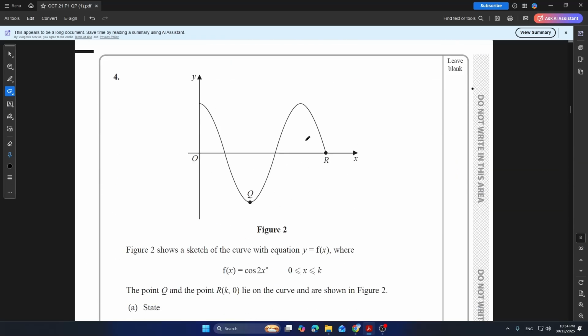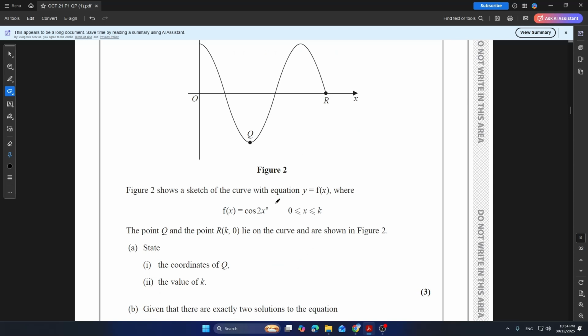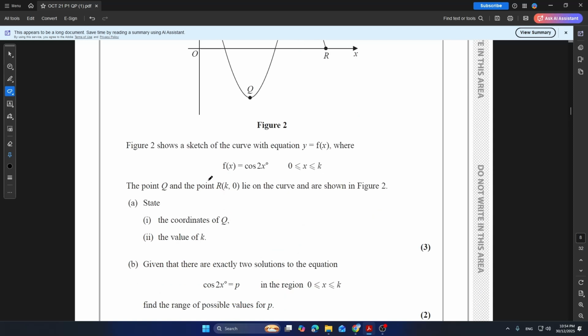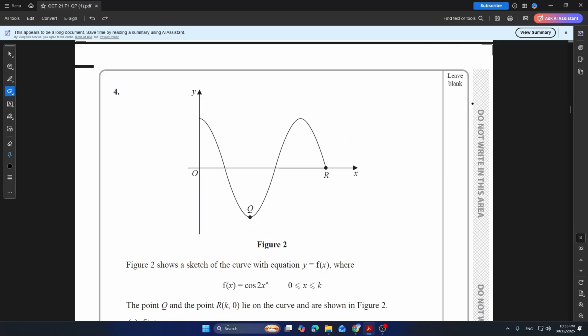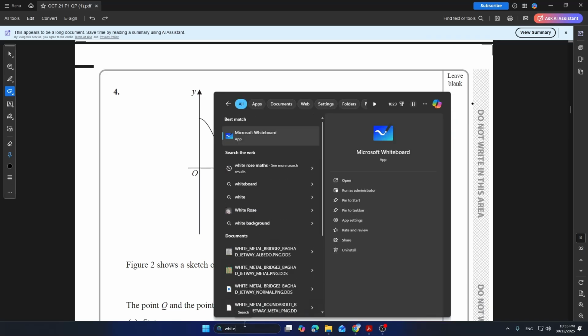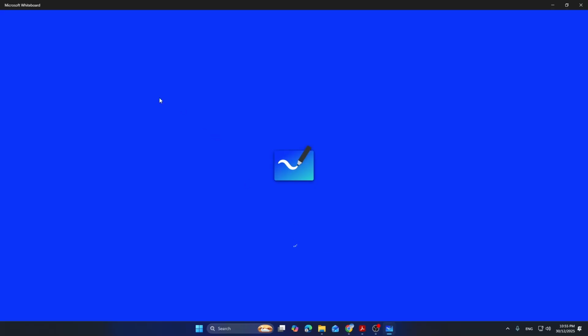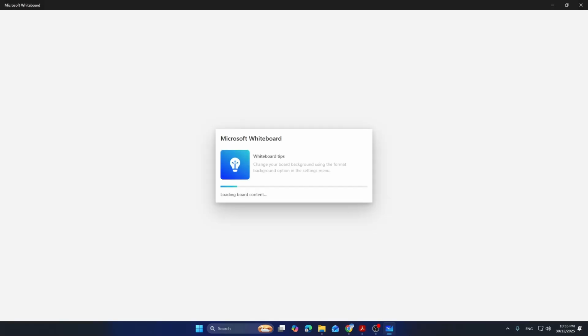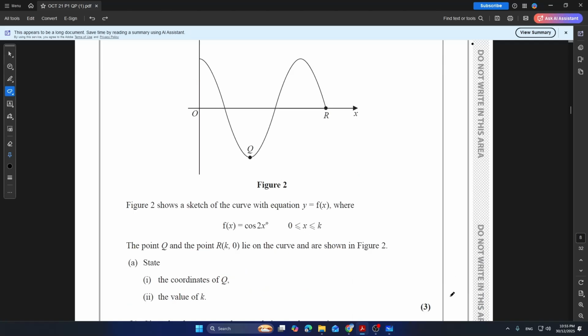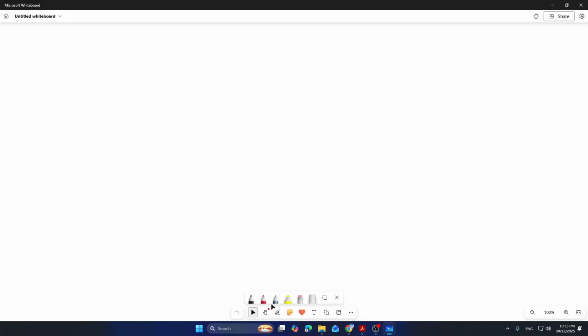Okay, so question number 4 now is: sketch the equation y equals f(x), where f(x) equals cos 2x. Now we need to first look at trigonometric graphs. If we open a whiteboard, I'll show exactly what I'm talking about. When we look at trigonometric graphs, we have 3 trigonometric graphs: sine, cos, tan.